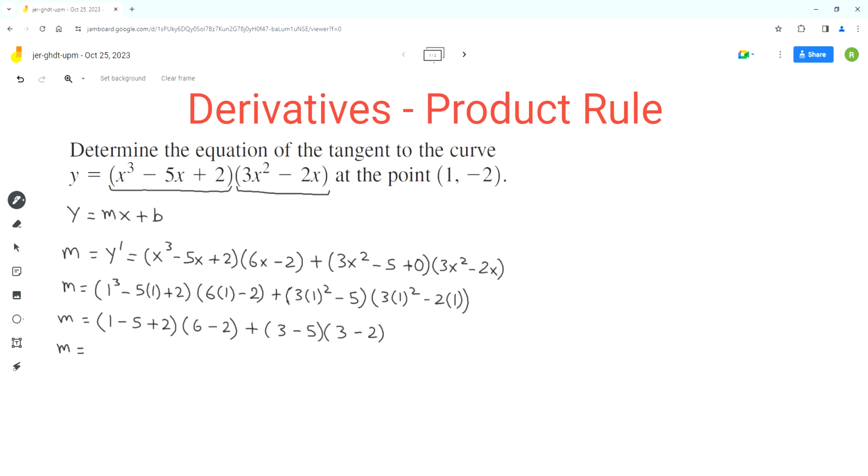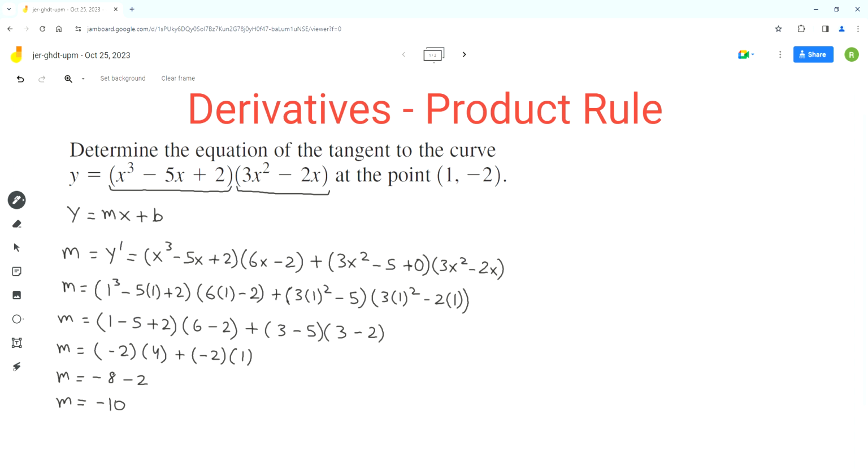Now we can simplify this expression further. In the first parenthesis, 1 minus 5 plus 2 is equal to negative 2. And then 6 minus 2 is equal to 4. Plus, then 3 minus 5 is equal to negative 2. And 3 minus 2 is 1. Now we can simplify it further. Negative 2 times 4 is negative 8, and negative 2 times 1 is negative 2. So the slope of the tangent is negative 10.